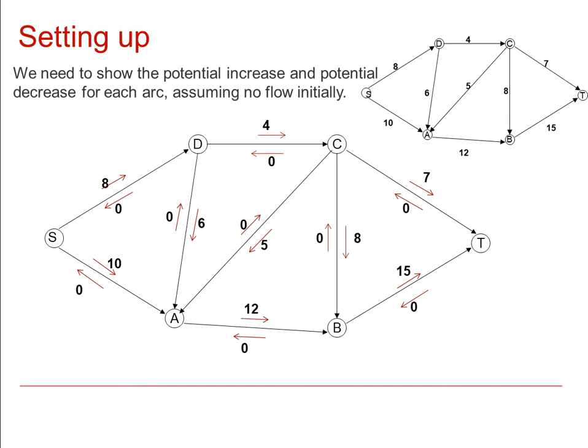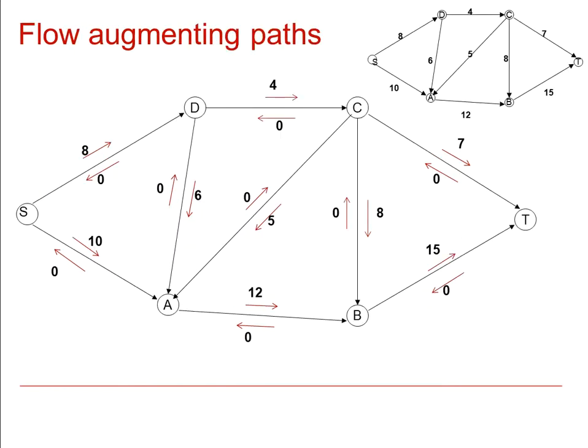We're now going to look for what are called flow augmenting paths. A flow augmenting path starts at S and finishes at T and has these forward facing red arrows, all positive numbers. So for example, if we go across the top from S to D to C to T, you can see that we've got 8, 4 and 7.